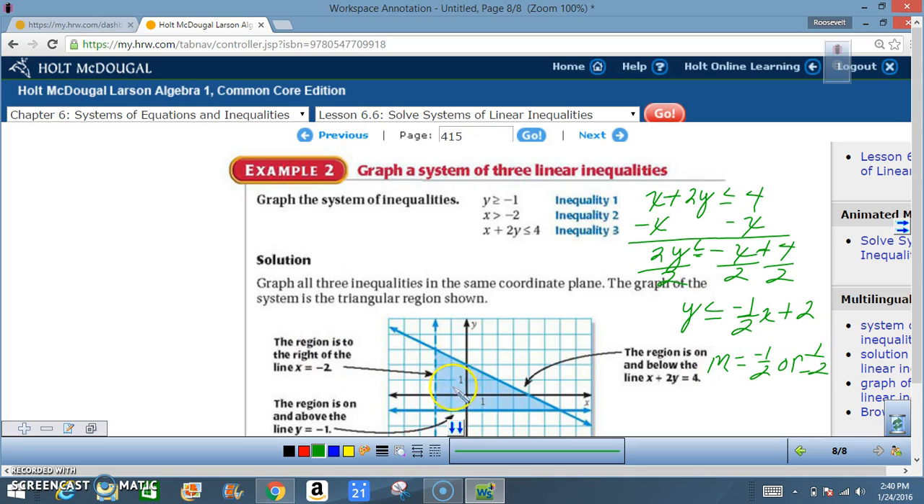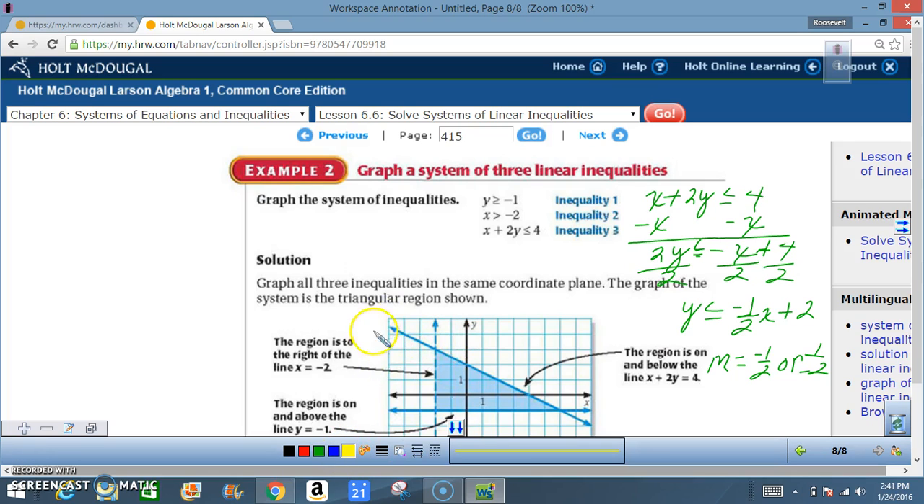So to come over here and graph, I'm at 0, y-intercept is 2, 1, 2. So I'm right there. And my slope is negative 1 over 2. So if I went down one, that's negative. One, two, that's positive. If I went the other way, up one, that's positive. One, two, that's negative. Now I have my line. All right, and it said equal to, so the line is solid. It also says less than, so that means I shade below.